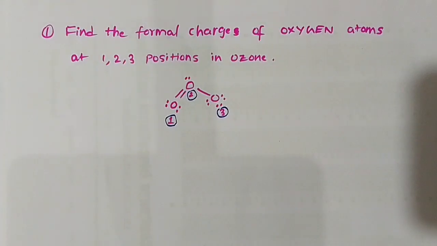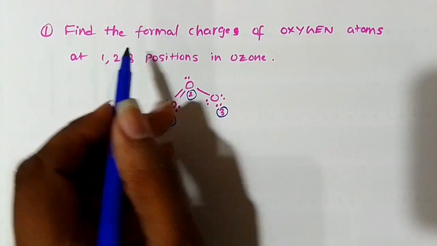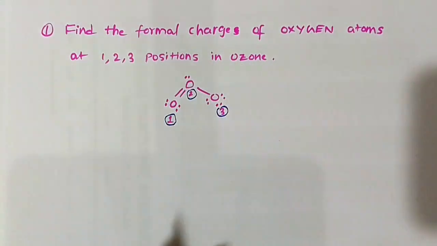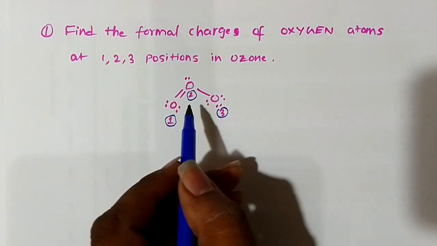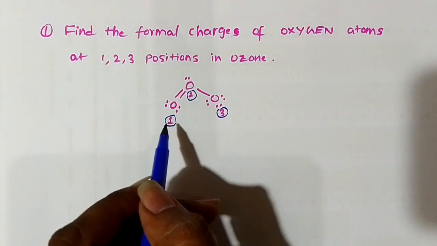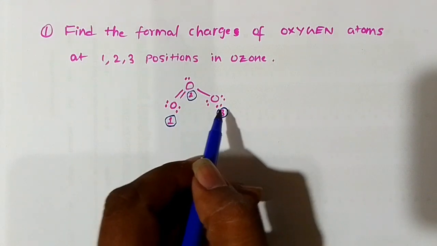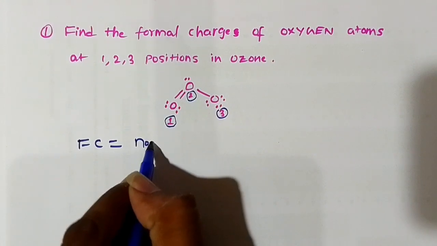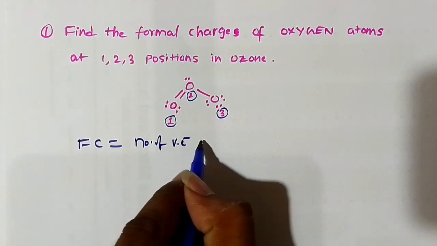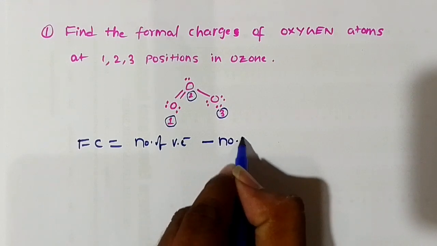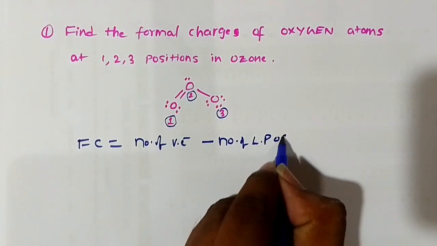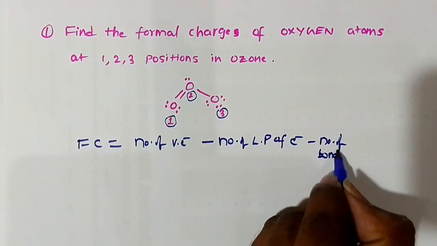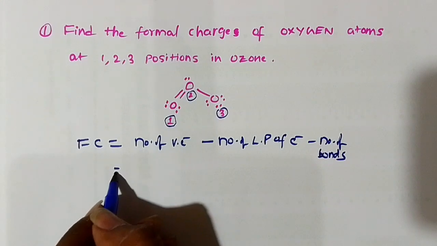First example: find the formal charge of oxygen atoms at 1, 2, 3 positions in ozone. This is the structure of ozone. We have to find out the formal charge at position 1, at position 2, at position 3. Formal charge formula you already know: number of valence electrons in an atom minus number of lone pairs of electrons minus number of bonds around the atom.